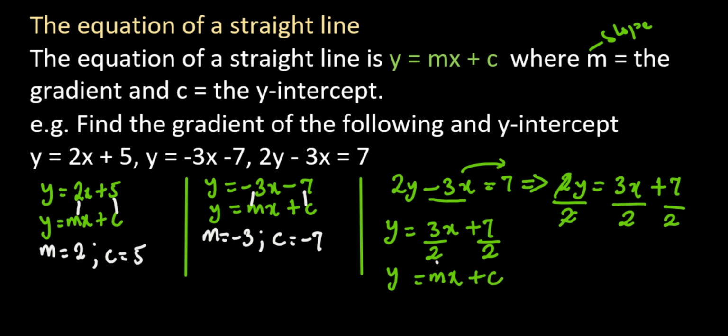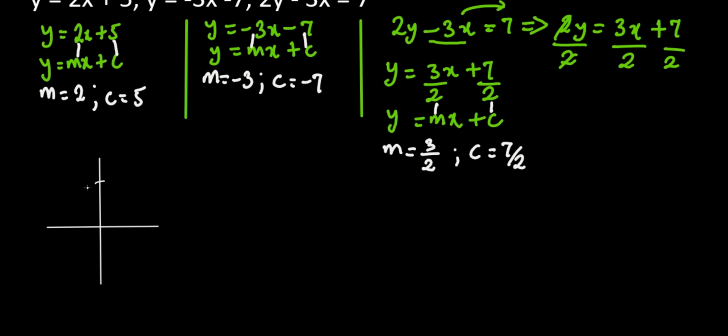It means that our m is equal to 3 over 2 and our y-intercept is equal to 7 over 2. Okay, and that is for that. But we can now even sketch this, suppose we want to sketch it. Okay, that is the y-intercept, and the y-intercept means x is equal to 0.